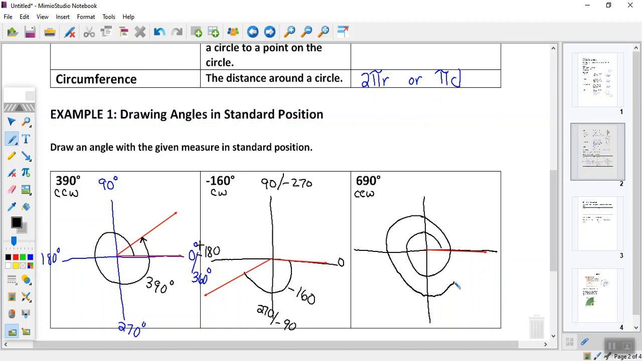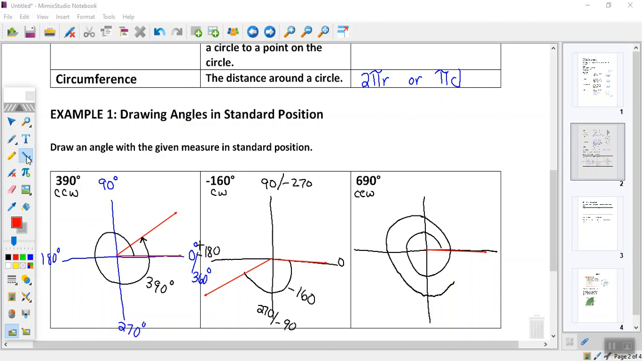Okay, so I'll follow the line around again. I'm at 90, 180, 270, 360, right? And 360 and 90 is 450. 540, 630, and how much more? 30. I'd go 60 more here, right? And that would be like a negative 30 degree angle, wouldn't it? So it's down in here somewhere.